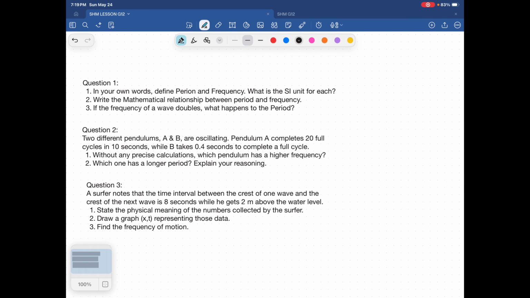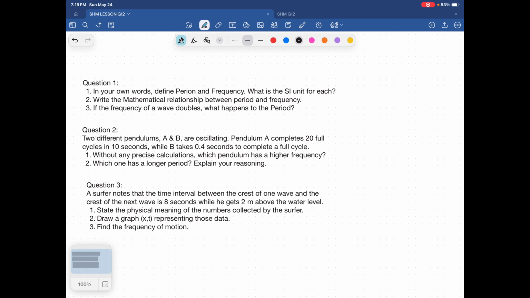In question 1, in your own words, define period and frequency. You do those from your own understanding after you've studied. And what is the SI unit of each? Those are clear. Part 2, write the mathematical relationship between period and frequency.